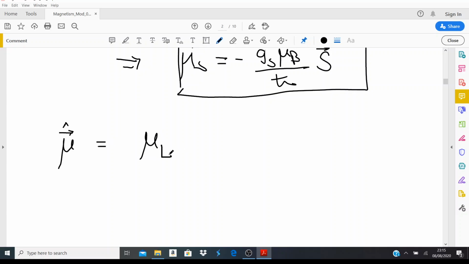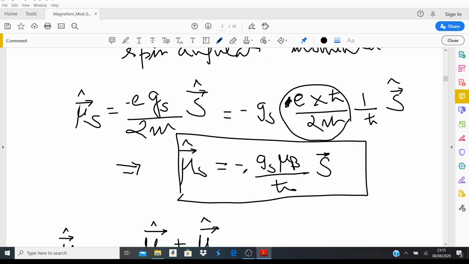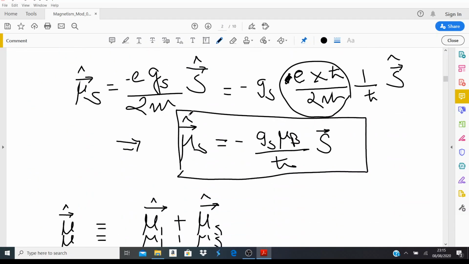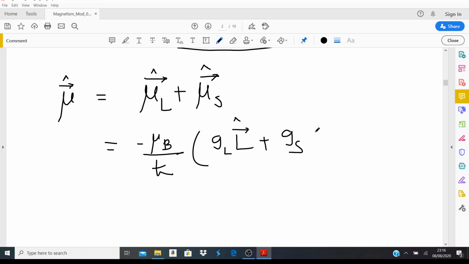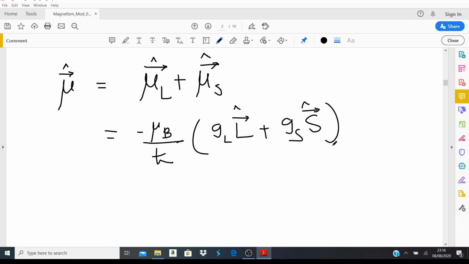So we are adding the orbital magnetic moment with the spin magnetic moment. This was the magnetic moment due to the orbital angular momentum, and this is the magnetic moment due to the spin angular momentum. If you replace these two quantities in place of mu L and mu S, this quantity can be written as mu B by h bar, and then we have g_L times the orbital angular momentum operator, plus g_S times the spin angular momentum operator.